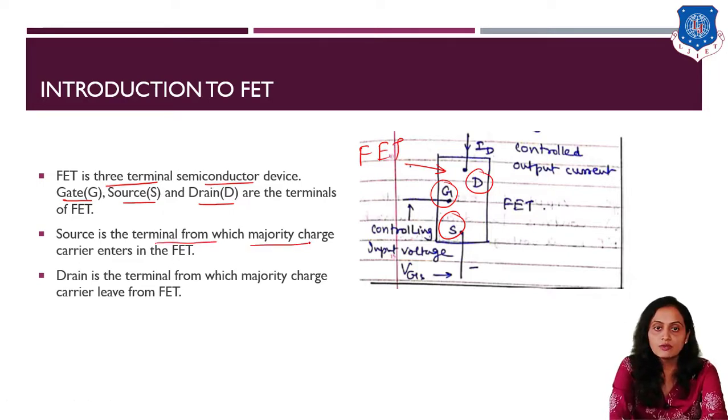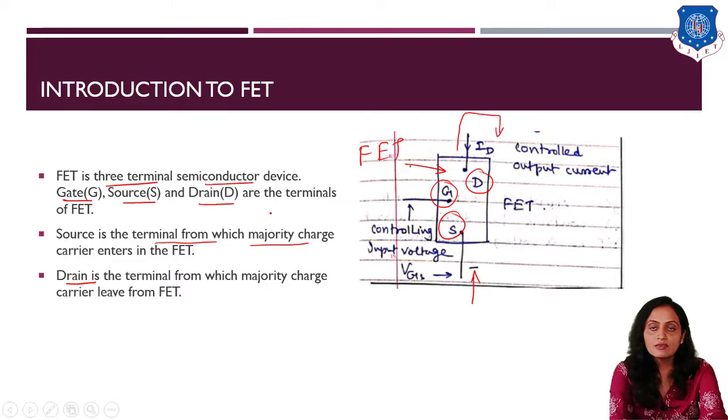Source is a terminal from which the majority charge carriers enter the FET. The name source is given from that only, that from here the majority charge carriers are going to enter the field effect transistor, and drain is the terminal from which the majority charge carriers are leaving.